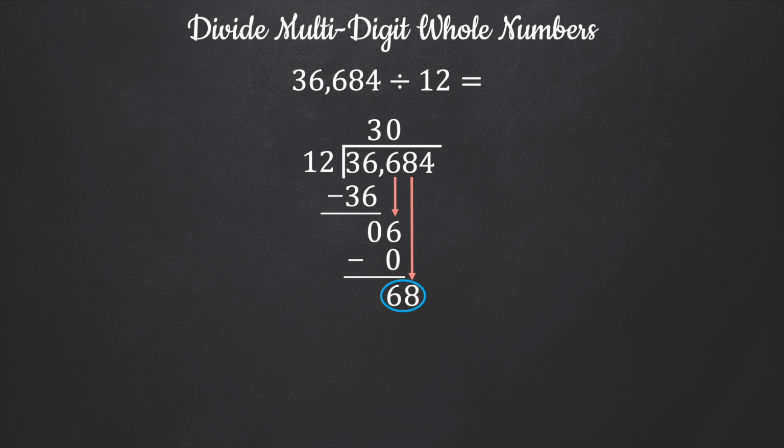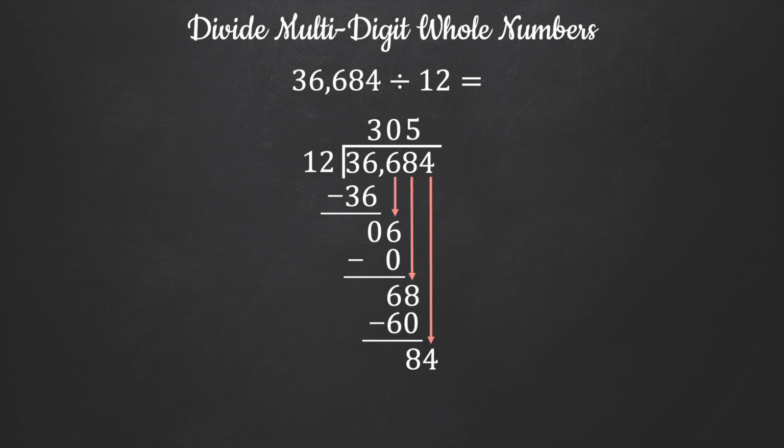And now we ask ourselves, how many times does 12 go into 68? 12 goes into 68 5 times because 12 times 5 is equal to 60, and that's as close as we could get without going over 68. So 68 minus 60 is equal to 8. And now we're going to bring down our next digit, which is 4.